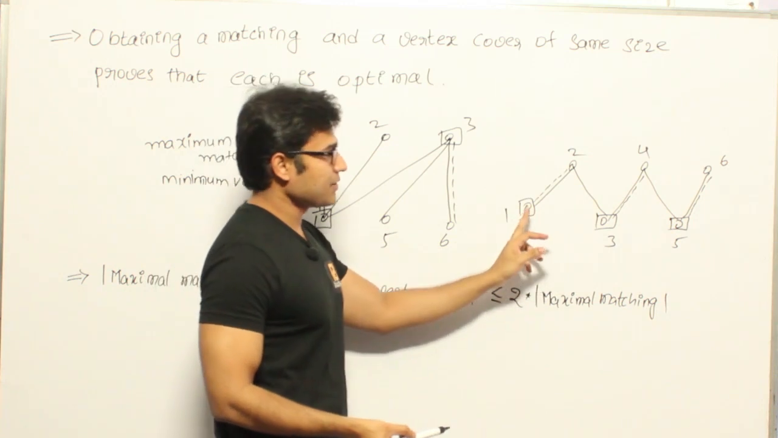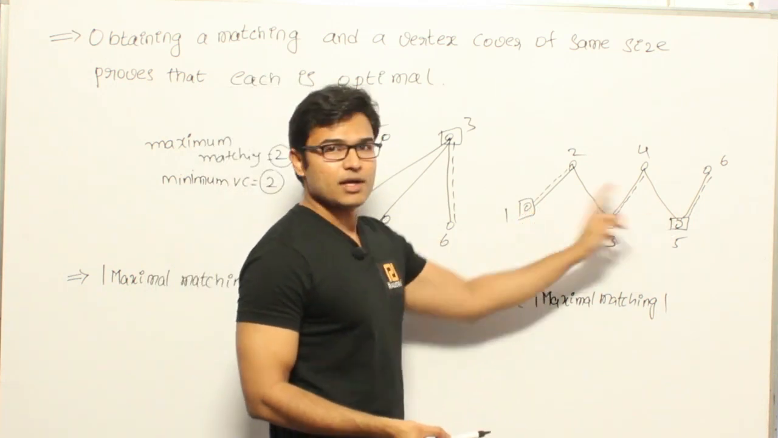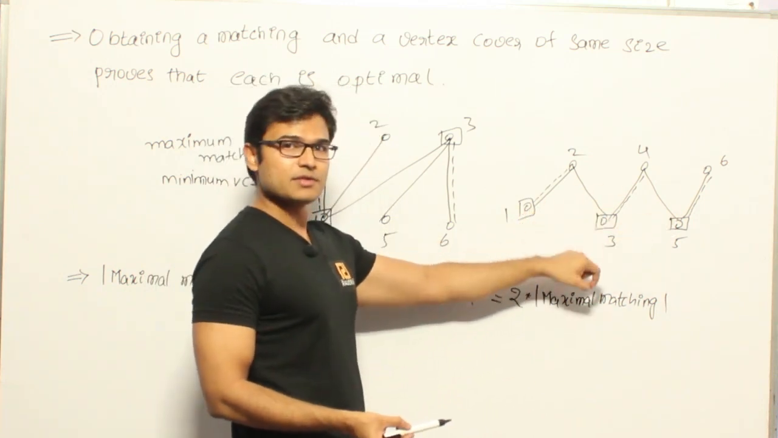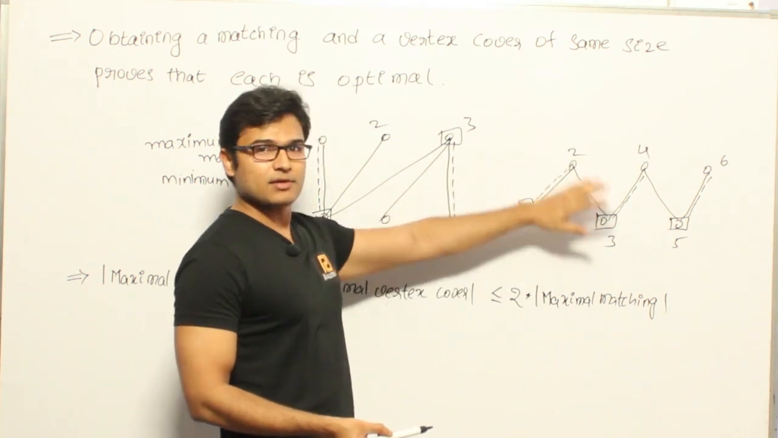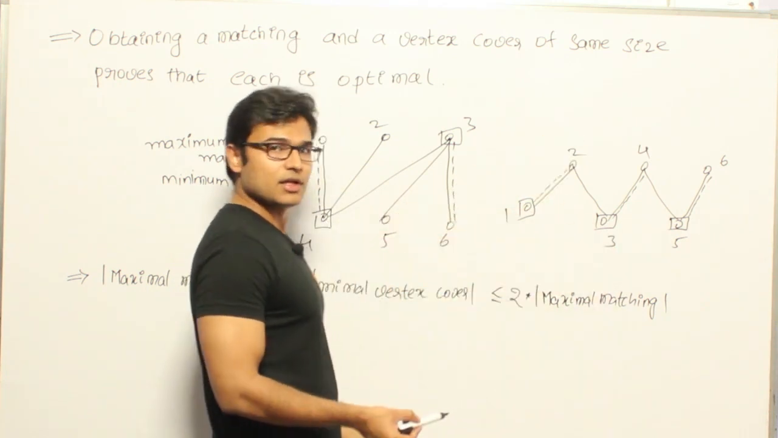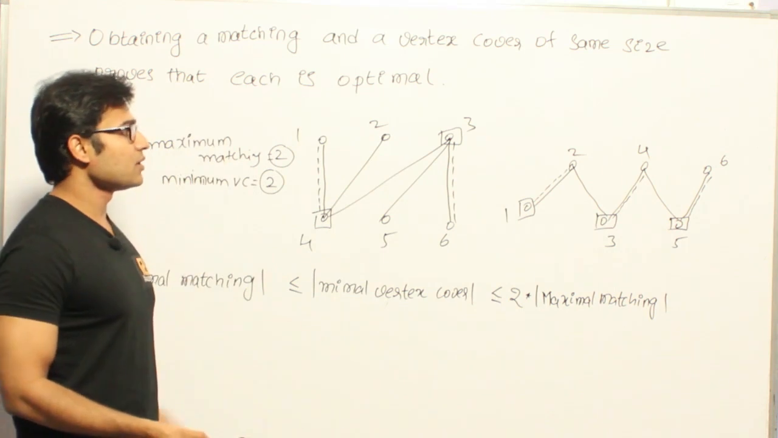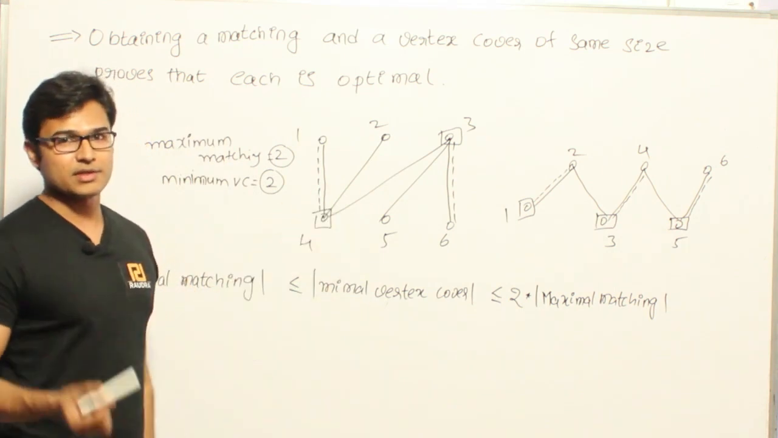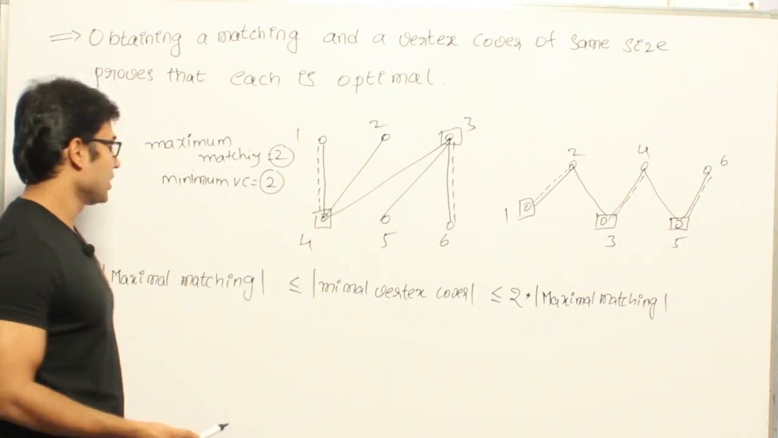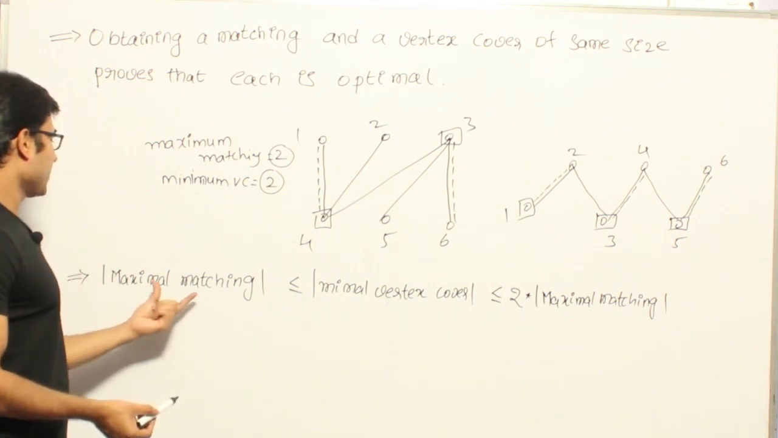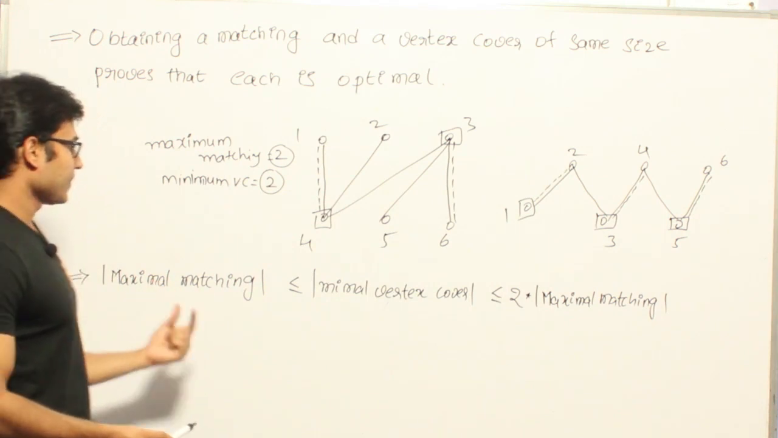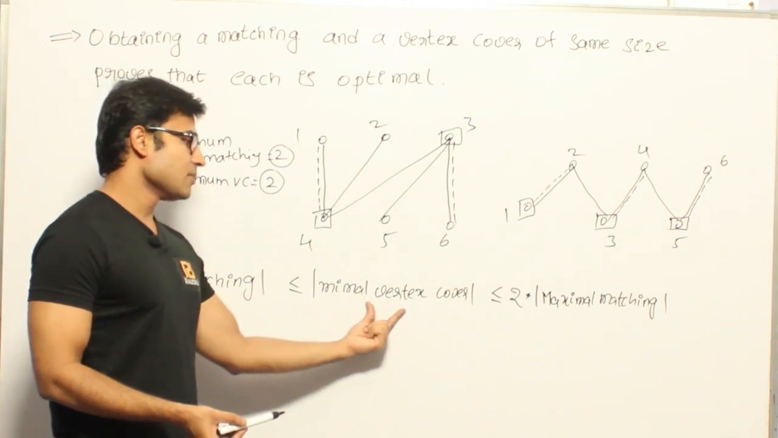So even in this example also you can see it. Here also we got a matching of size 3 and a vertex cover of size 3. What does it mean? This is the maximum matching and the minimum vertex cover, right? So that is what this point says. So you can use these points to verify whether your answer is right or wrong in the exam, right? Okay, and the next point is maximal matching is less than or equal to minimal vertex cover.